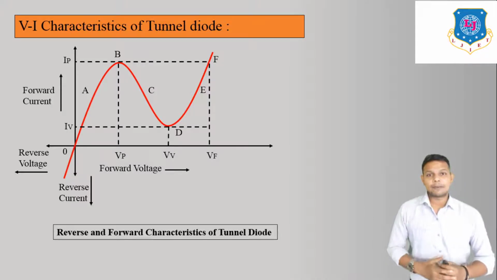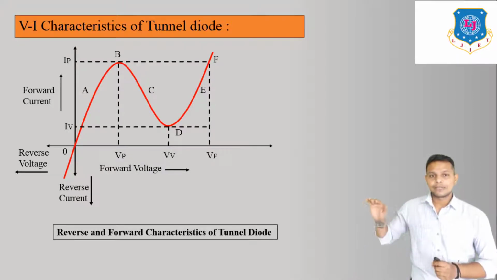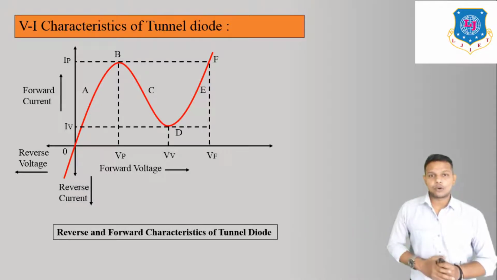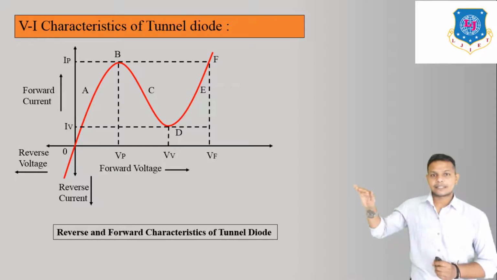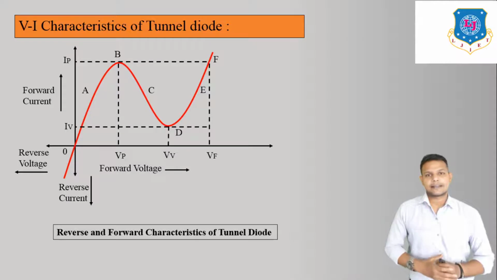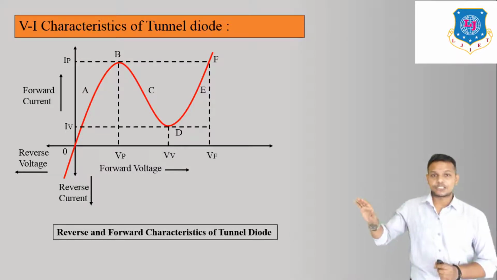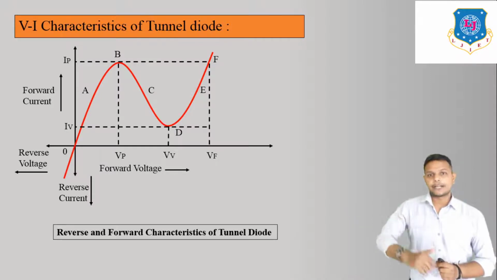Well, it should not happen in any characteristics, but it happens here, and that's why it is known as a special purpose diode. This BCD portion of the characteristics is used for oscillation, and this characteristic is known as the negative resistance characteristic of this tunnel diode. So this is the special thing about the tunnel diode, which is also used in oscillators.